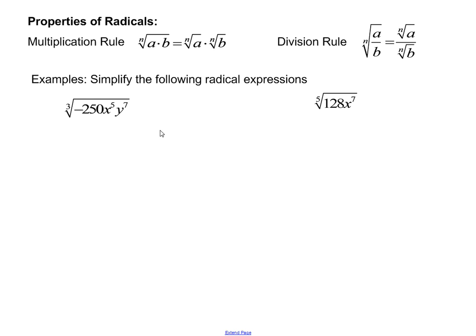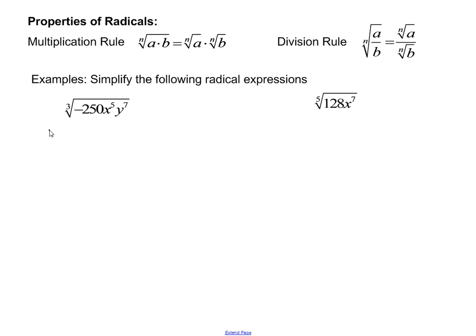Okay, so let's continue talking about our properties of radicals and simplifying radical expressions. This time we have some variable expressions with our radicals, and what we're looking for is how do we reduce expressions that contain powers that are not exactly the same as our index on the outside of this radical. Like I've got the cube root of negative 250 times x to the fifth and y to the seventh. Well, what we're looking for are perfect cube factors of each of these factors inside of the radical.